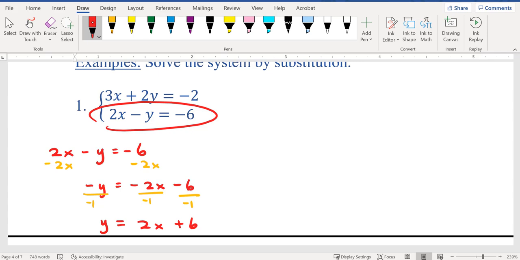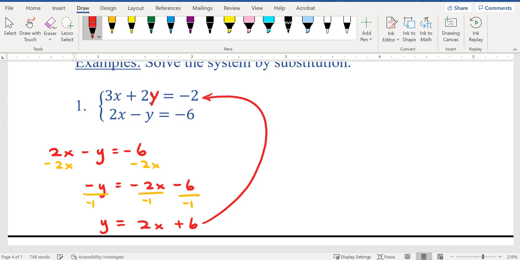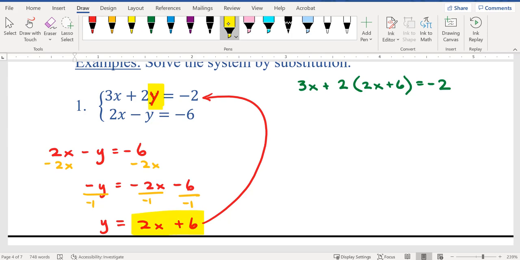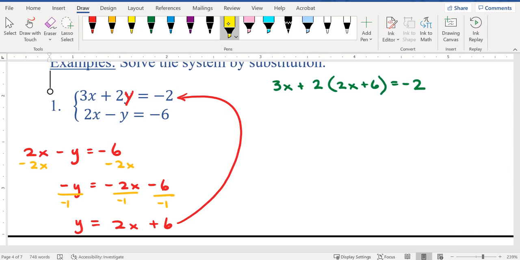Now I want to take that and plug it into the second equation up here. Instead of writing y, I'm going to write 2x plus 6. So I have 3x plus 2 times y, which is 2x plus 6, and that equals -2. So again, instead of writing y, I wrote what y equaled from the first equation. Now I need to distribute that 2. 3x plus 4x plus 12 equals -2.